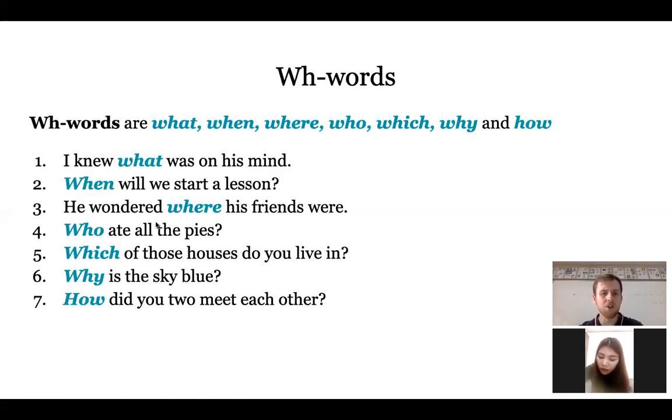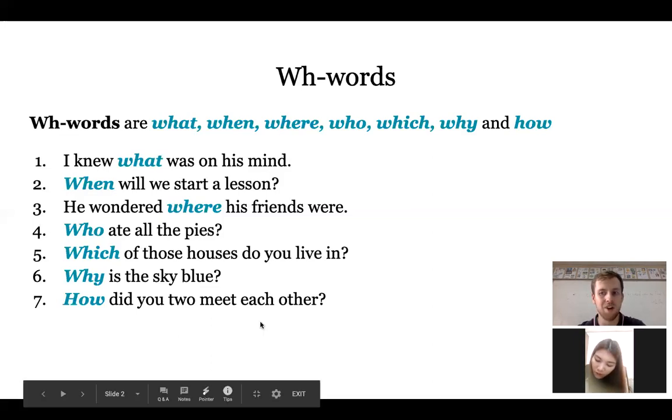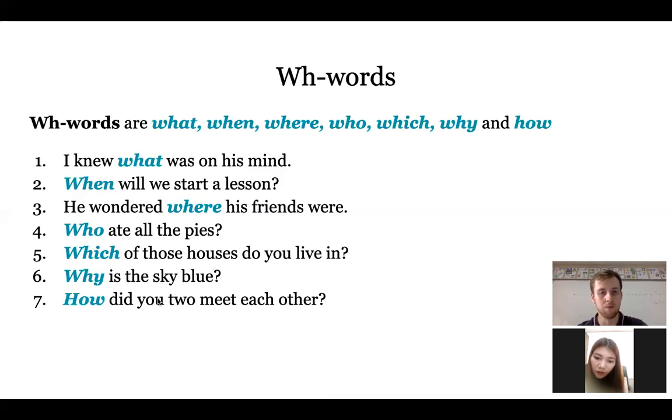He wondered where his friends were. Where his friends? Are they here? Are they there? We don't know. Who ate all the pies? Which of those houses do you live in? So which? Is it this house? Is it that house? Why is the sky blue? Yeah, good question. How did you two meet each other? Okay, so these are examples of using those words.